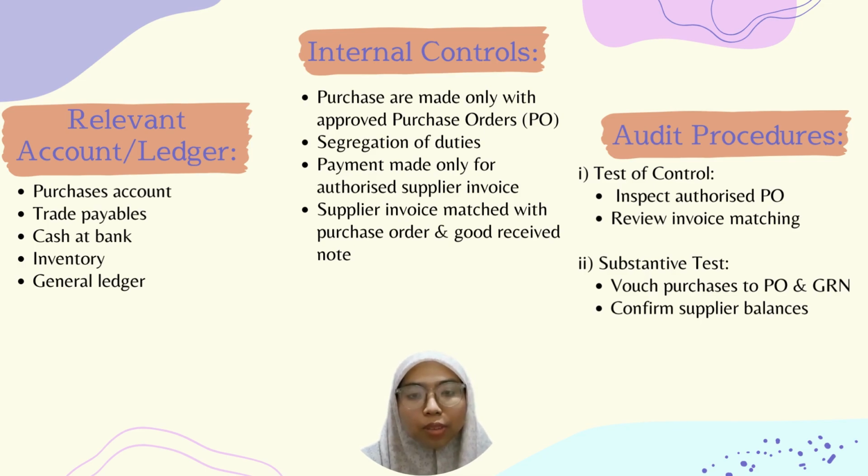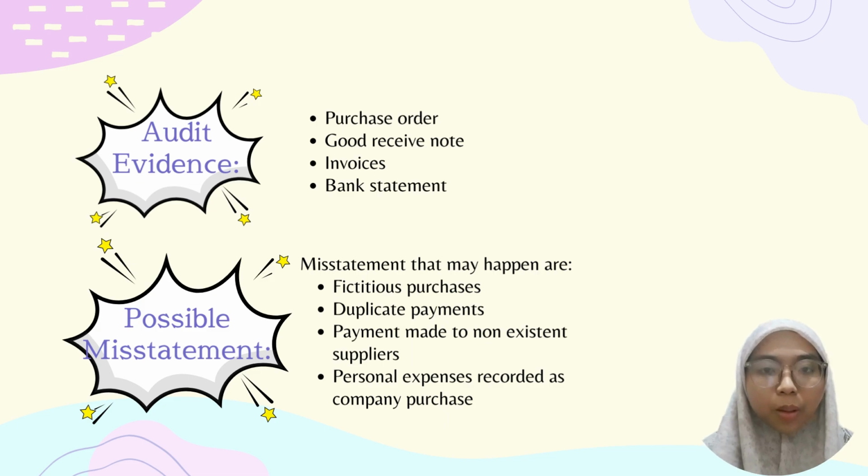For substantive test, to verify actual transactions, select recorded purchase transactions and vouch to supplier invoice, trace to PO and GRN, inspect bank payment to confirm payment to valid supplier, confirm selected supplier balance. We use supplier confirmation, or we call statement of account, SOA.